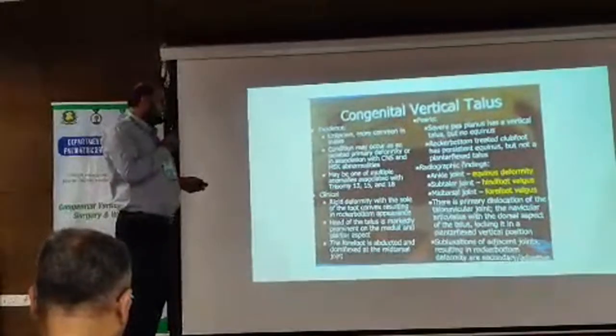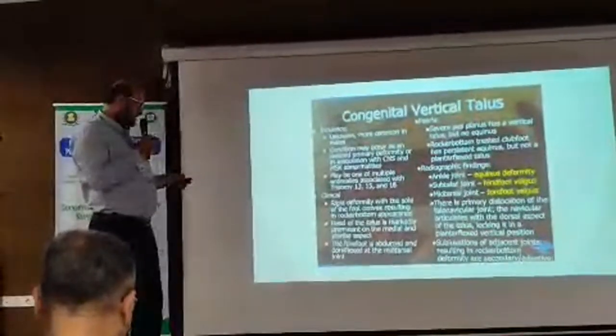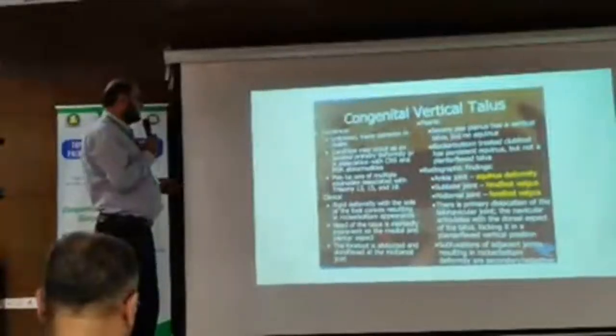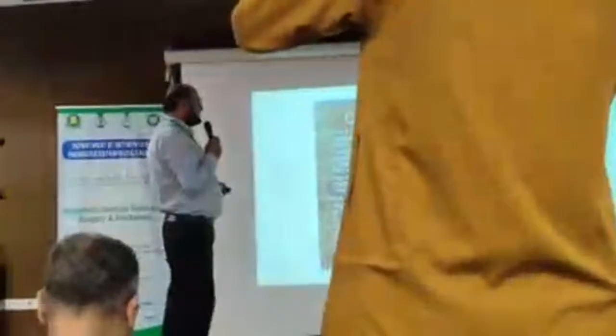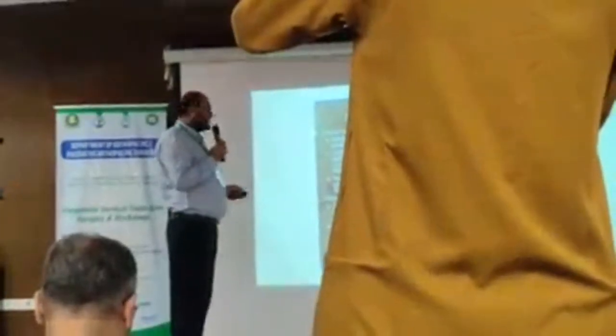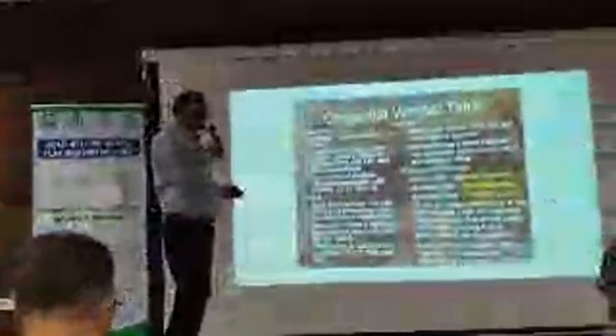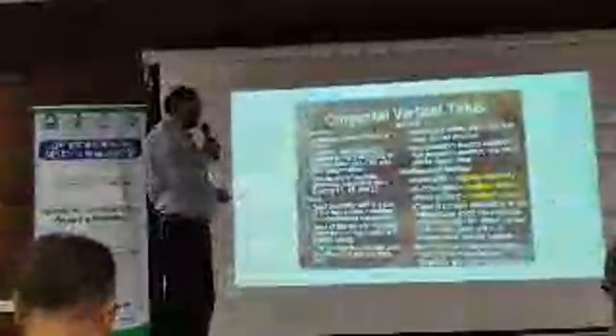The congenital vertical talus: there is a severe calcaneovalgus deformity, has a vertical talus but no equinus. The rocker bottom clubfoot has persistent equinus but not a vertical talus. Radiological findings show an angular deformity and valgus, forefoot in valgus. There is a dorsal dislocation of the navicular, the navicular articular surface on the dorsal surface of the talus, blocking it on the front surface in the vertical position, and some relaxation of the soft tissues.